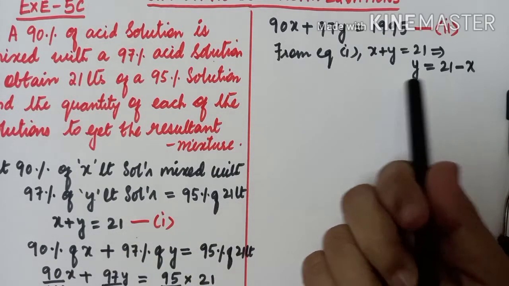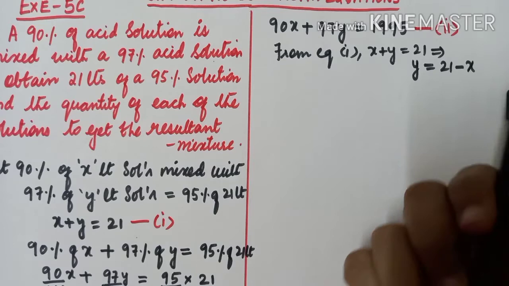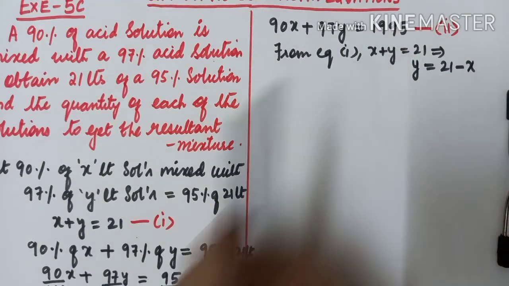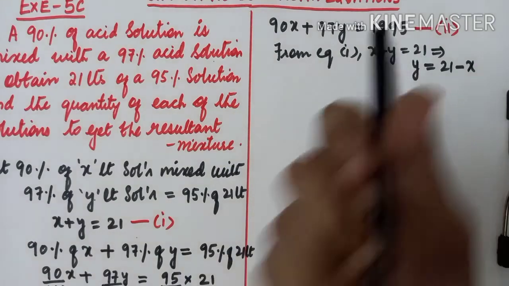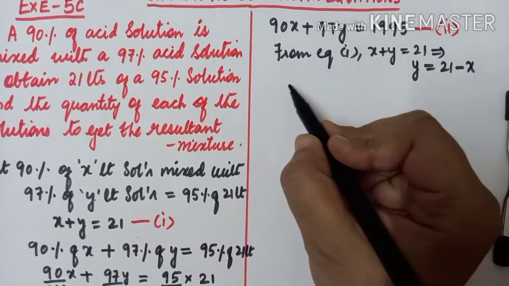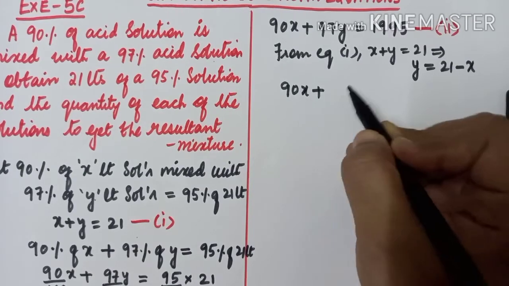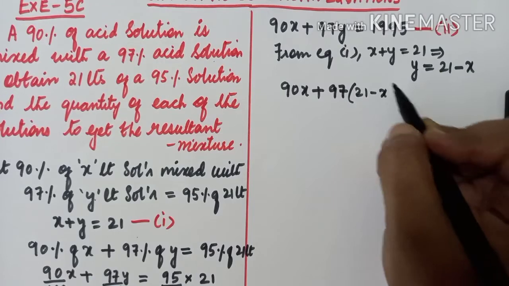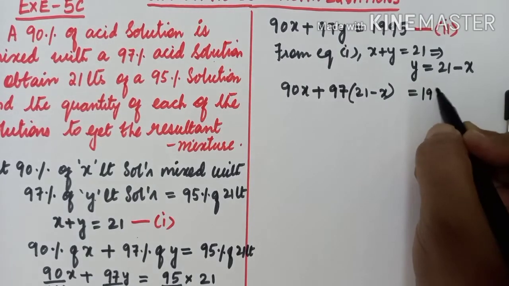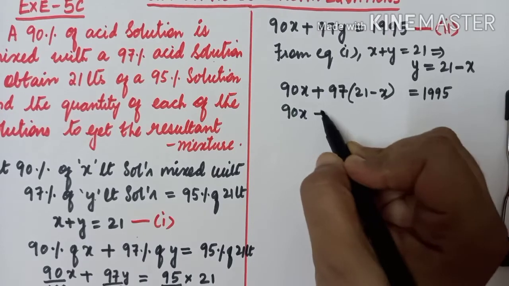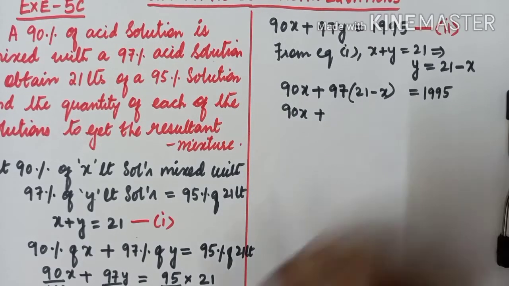Okay, so y equal to 21 minus x. Let us substitute this y equal to 21 minus x in any equation. Like this equation only we can substitute. So here, 90x plus 97, in place of y let us substitute 21 minus x, equals to 1995. Then after that 90x as it is plus 97 into 21.